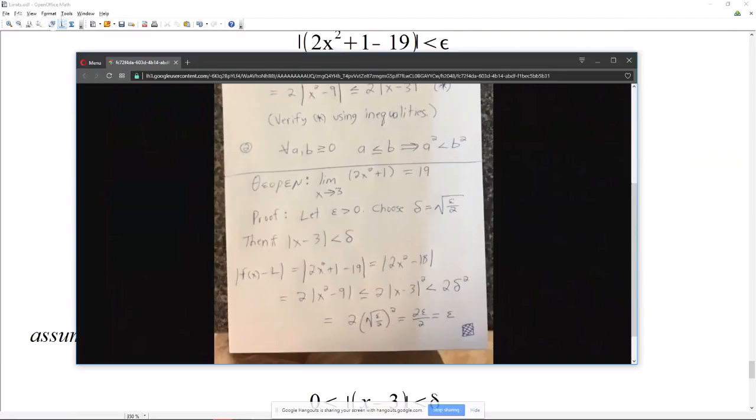So you just did it in your head, and then you end up with delta. No, not in my head. I worked it out. There's a fair bit of work and a lot of algebra, and some of the steps you skip. So let epsilon be greater than 0. Choose delta equal to the square root of epsilon over 2. Then if the absolute value of x minus 3 is less than delta, so look carefully. Abid, I'm curious if you agree with my logic there.